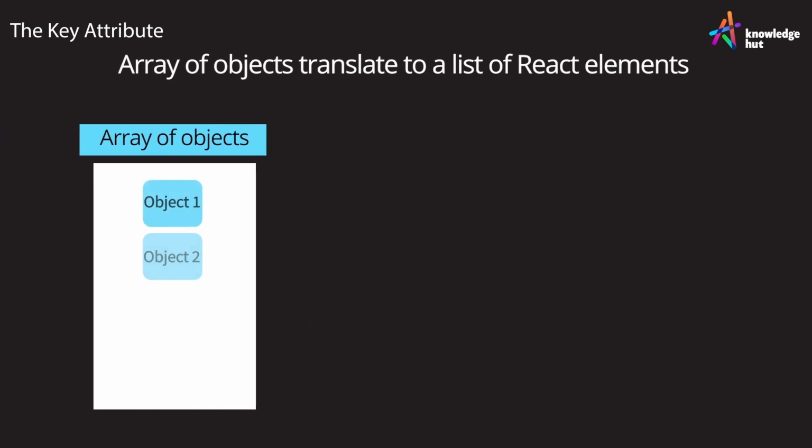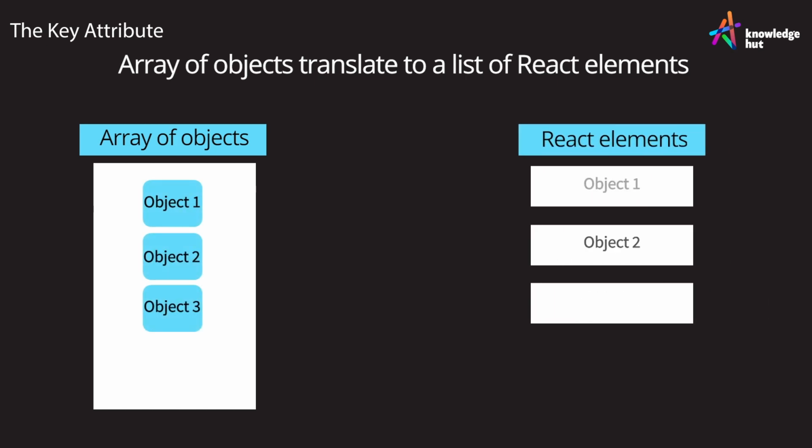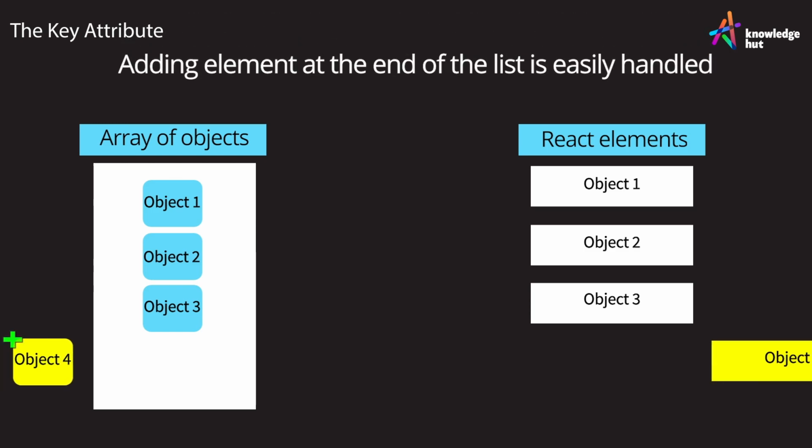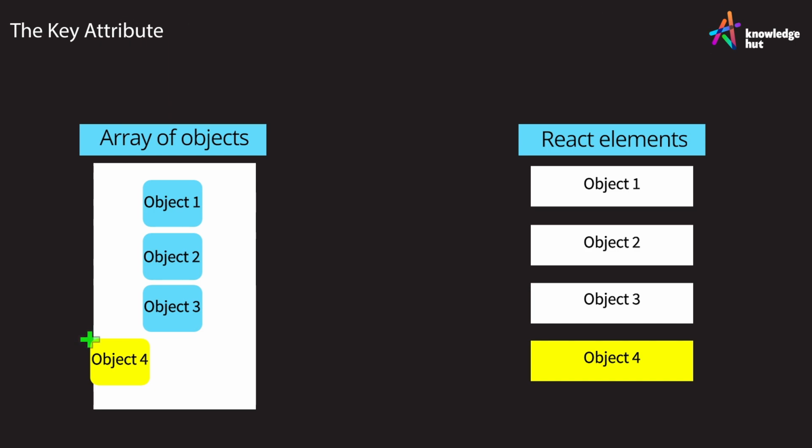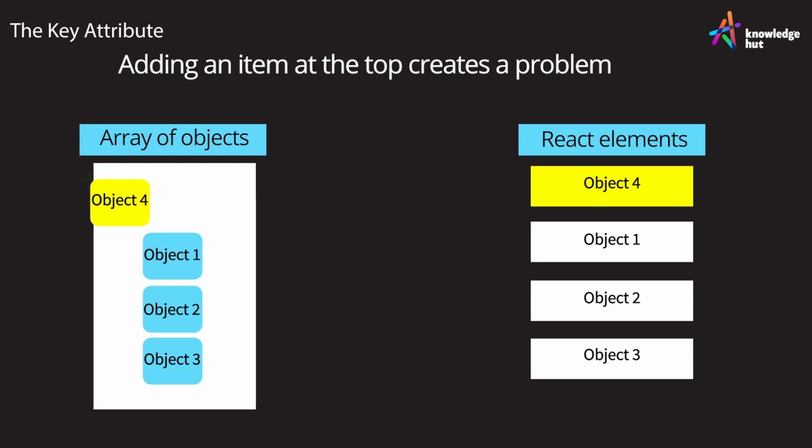On the left, we have an array of objects, and on the right, we have corresponding components that this array produces on the UI. Typically, when you add an element at the end of such a list, React will easily add an instance without touching the rest of the elements. But what if we add an element at the top?